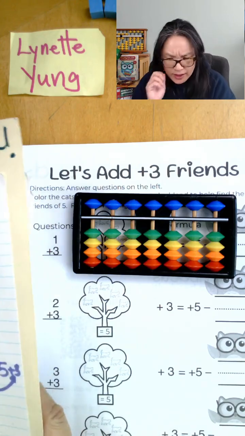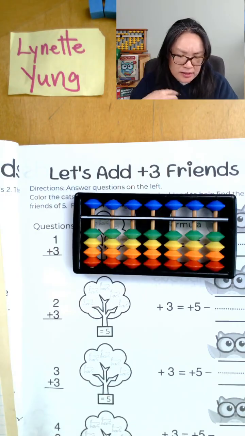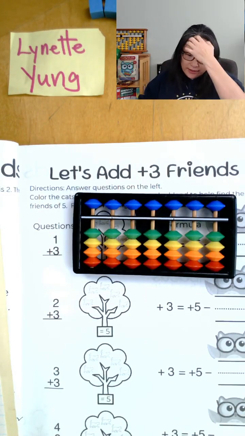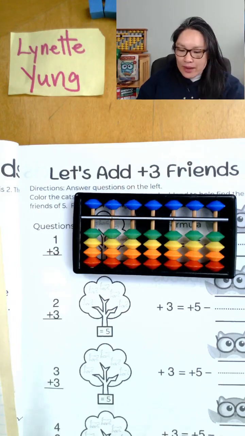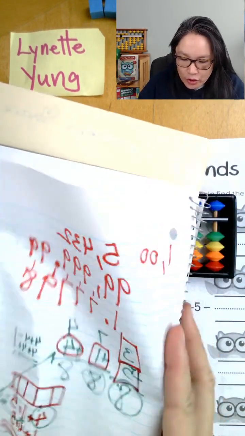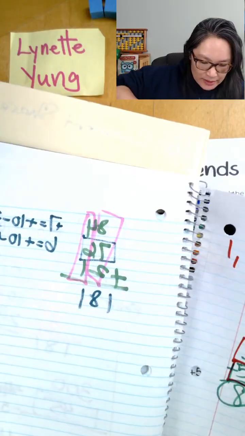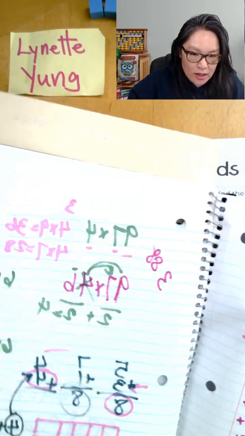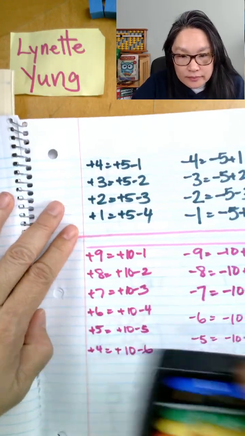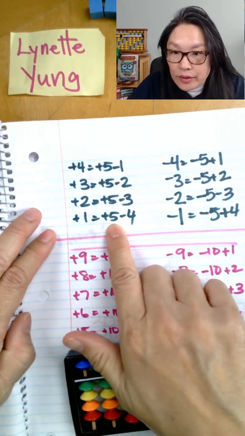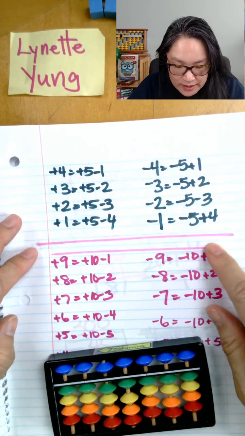There's a lot of math terminology that the Abacus world doesn't really utilize. The only thing that we really memorize in Abacus when it comes to adding and subtracting are these formulas. That's the only thing that you need to memorize.